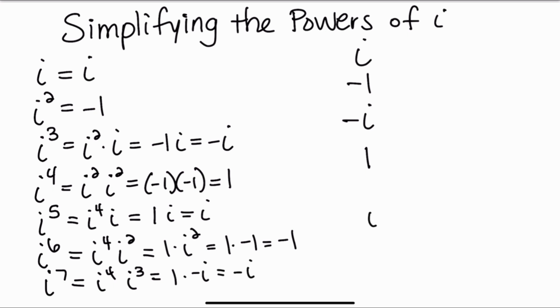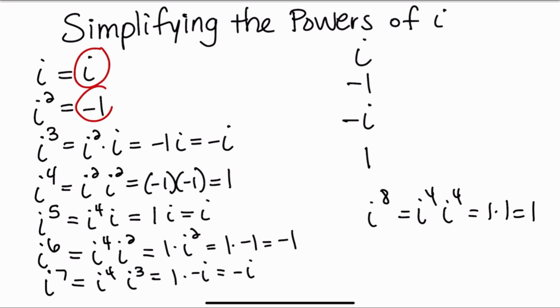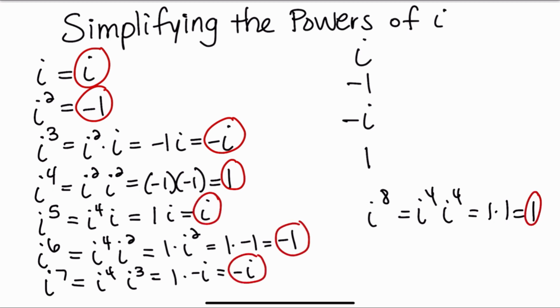What happens with i to the eighth power? It's i to the fourth times i to the fourth, which is 1 times 1, which is 1. This pattern is going to continuously repeat itself. It goes i, negative 1, negative i, 1. i, negative 1, negative i, 1. And if I were to do this up to i to the 20th or i to the 24th, you're going to see that every single time it's going to repeat itself.